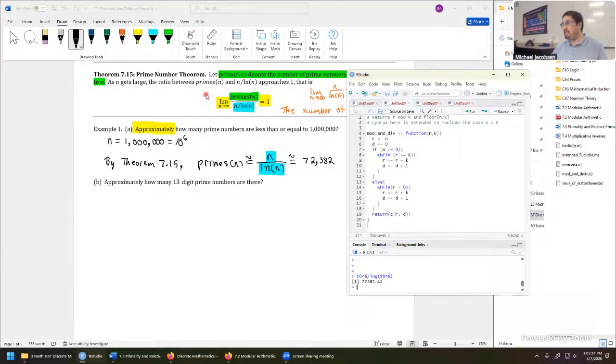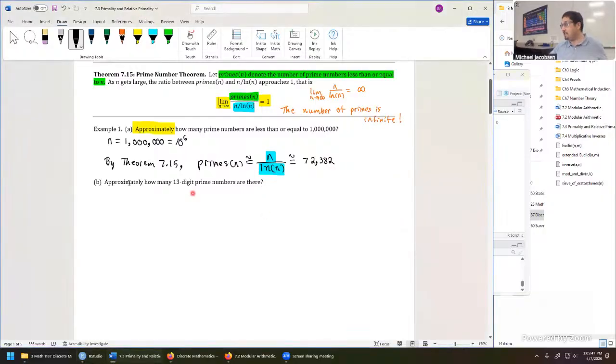Okay, again, the main topic in this section is really about relative primality, but it makes sense to talk a little bit about prime numbers themselves before going into that specialized subtopic. The next part B is a little bit more vague of a question.